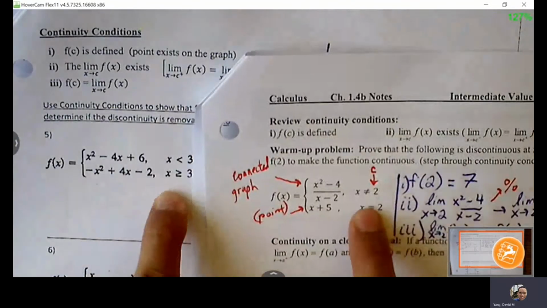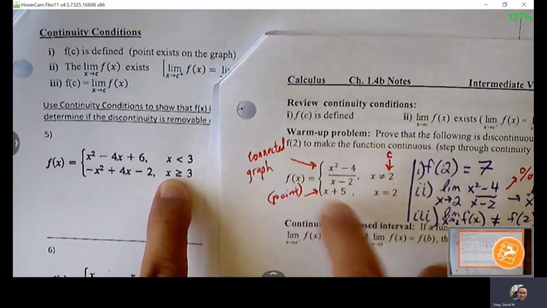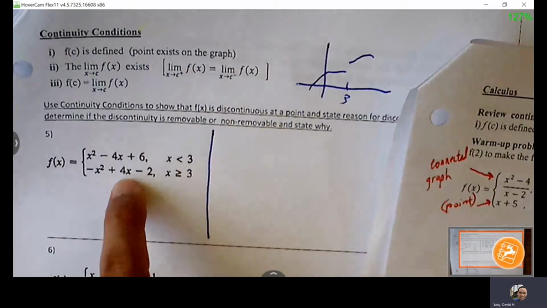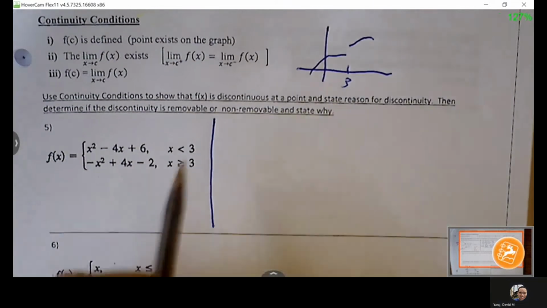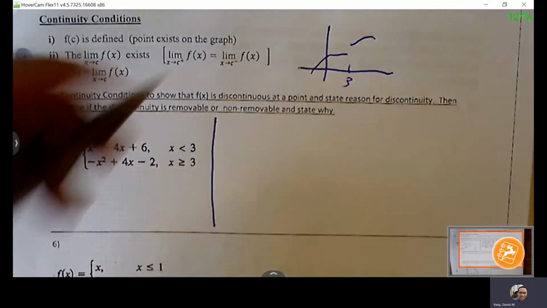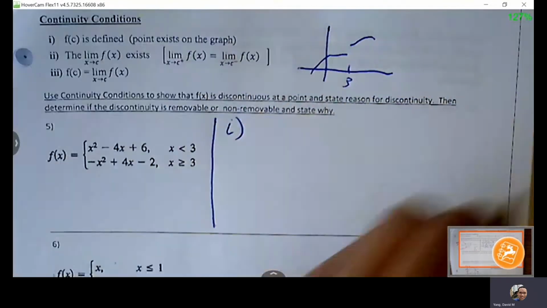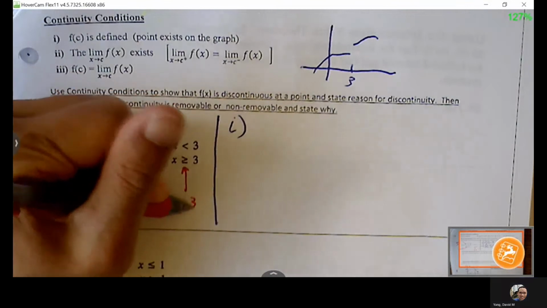So look at how the restrictions are different. Here you got a graph and a point. Here you got a graph and a graph. You got 2 distinctly different graphs. It's going to feel a little different when you get to the limit condition. Okay, first things first. We know that our c value can be found by looking at the restriction.